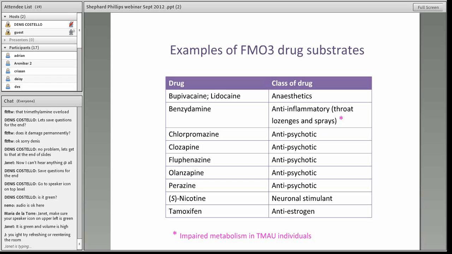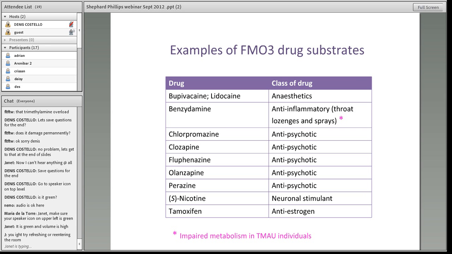Now, one thing I don't want you to do is to worry about taking these drugs if you have an FMO3 genetic change, because the studies are limited, and as I'll show you in a minute, drug metabolism is a lot more complex than just one protein, one substrate. We do know that patients who have trimethylaminuria do have impaired metabolism of benzidamine.